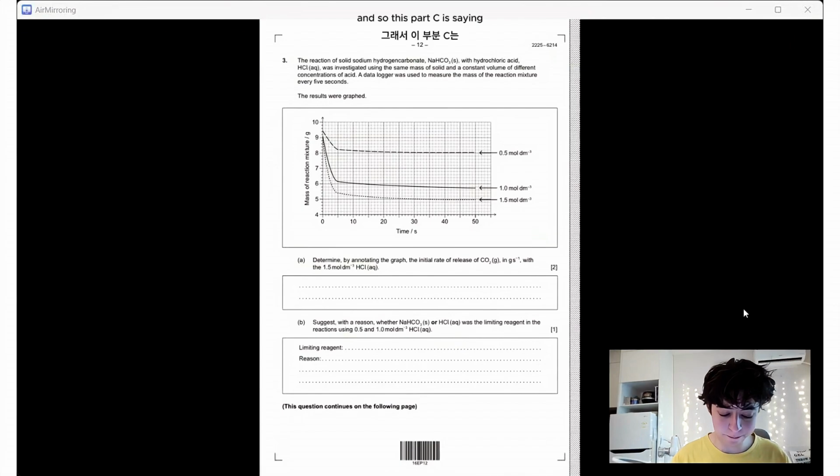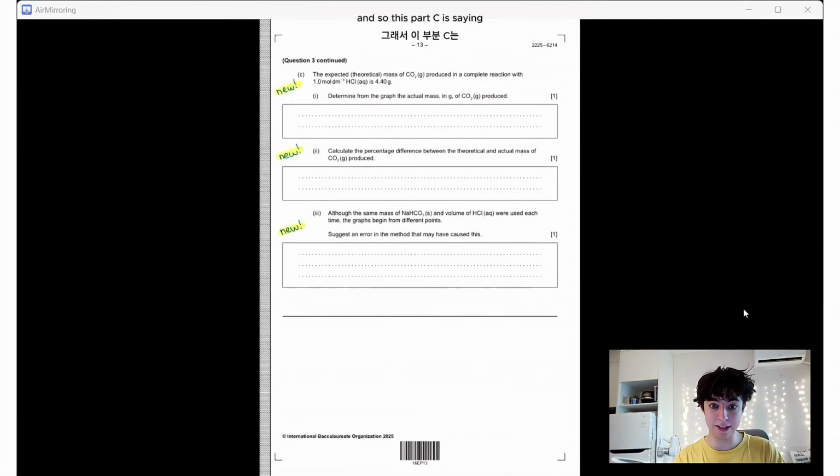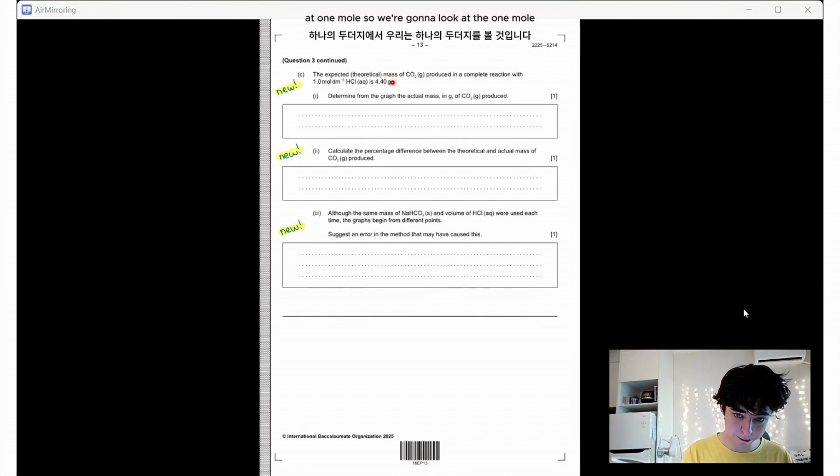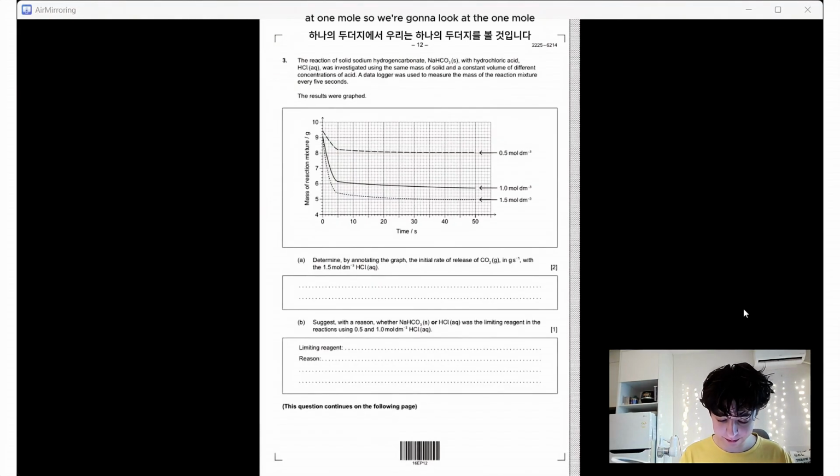Okay. And so this part C is saying that the expected theoretical mass of carbon dioxide that was produced in a complete reaction for 1 mol dm^-3 HCl is 4.4 grams. Theoretical yield. And then part 1 of this is saying to determine from the graph the actual mass that is produced. First thing we should notice is the concentration, because there are 3 different lines we can look at. 1 mole. So we're going to look at the 1 mole, this middle line, okay?